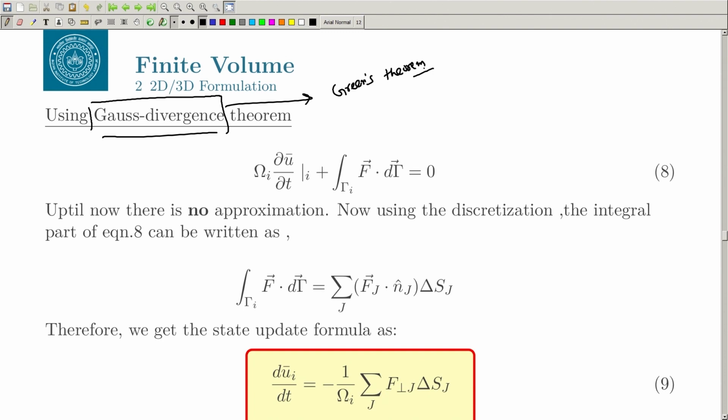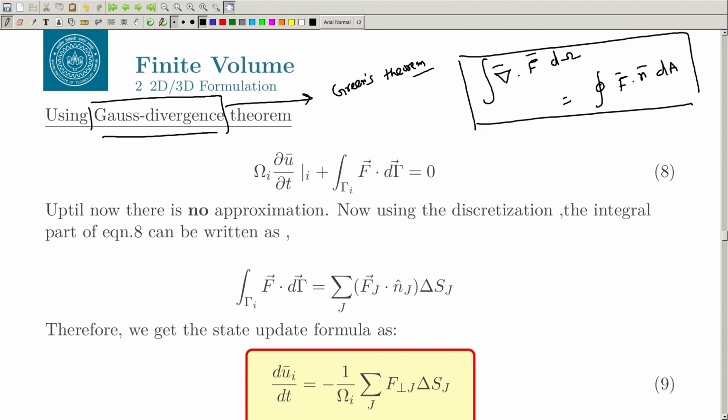Okay. So what it says is that if you have any value, let us say this del dot f, which is around a volume, you can basically write it in terms of the f dot n dA. Okay. So, this is your Gauss divergence theorem.